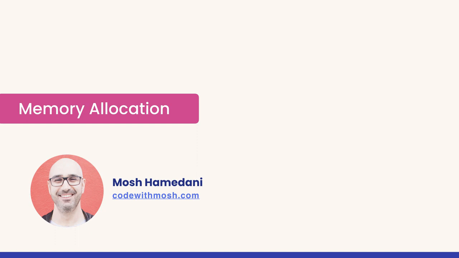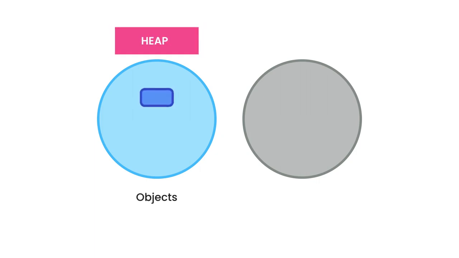All right, now let's talk about memory allocation. I'm going to show you exactly what happens under the hood when we create new objects in Java. So Java manages two different areas of the memory. One is called the heap, and this is where it stores our objects.